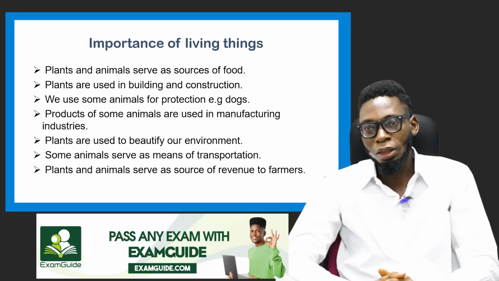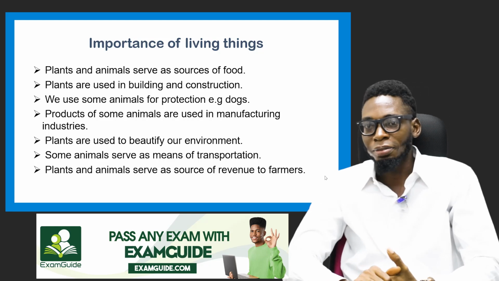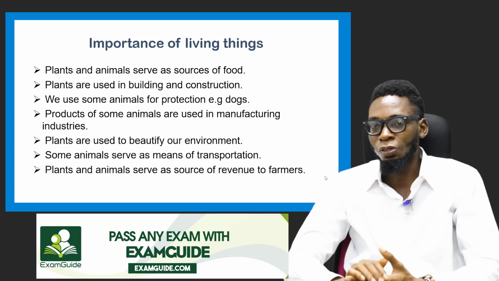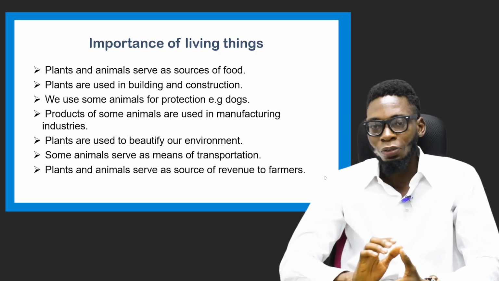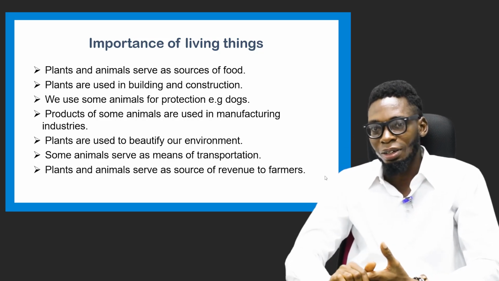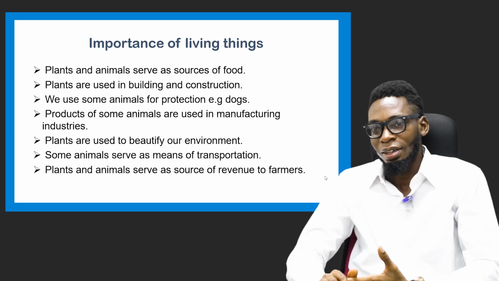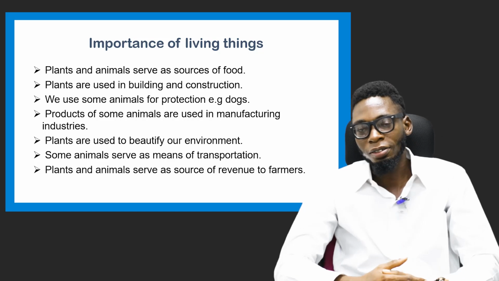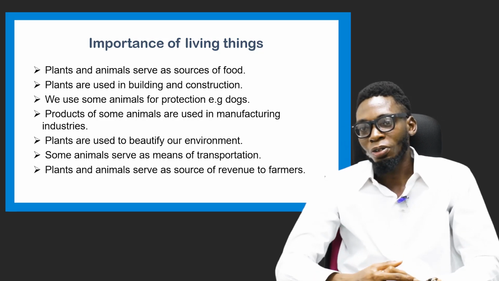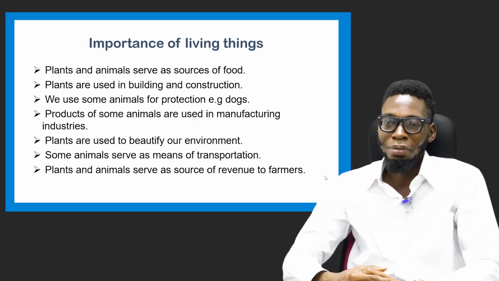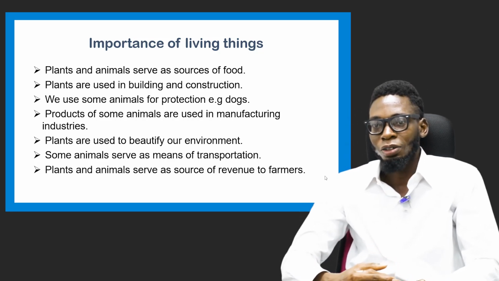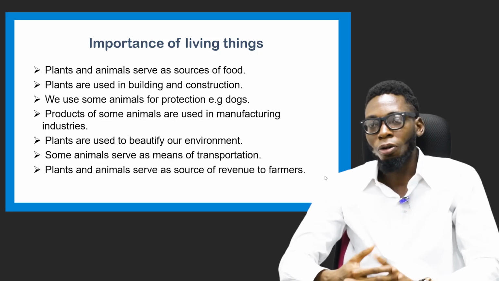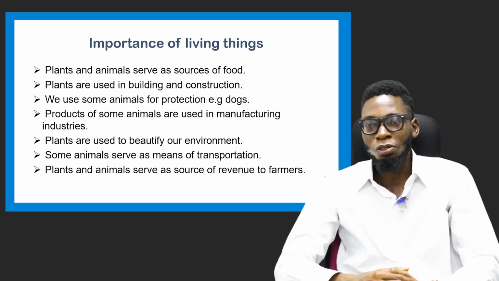We also have another importance of living things, and that is plants and animals serve as source of revenue to farmers. And we said farmers sell the harvested plants, and they are paid in cash, which they use to settle other immediate needs. Also, animals or parts of animals are sold by the farmers that rear them, and of course they are paid, and these farmers use the money to settle other needs. We also have commercial agriculture, in which farmers use machines.